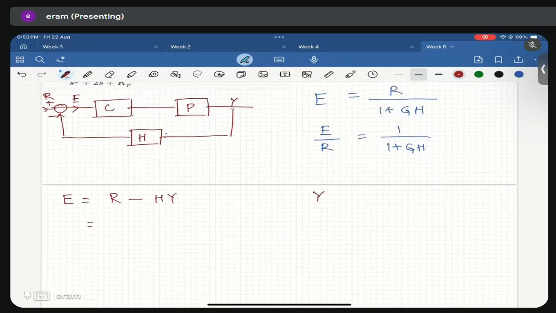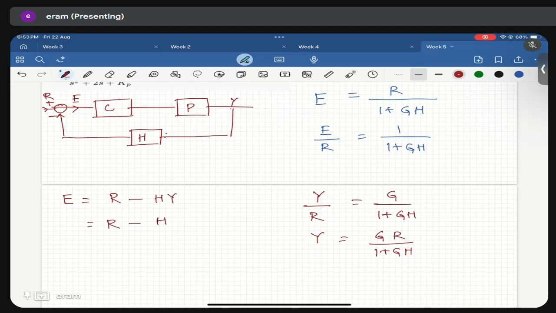Yes. And Y by R for a closed loop system, what can we write? We can write it as G by 1 plus GH. Then Y will be GR by 1 plus GH. So we can put here GR by 1 plus GH.